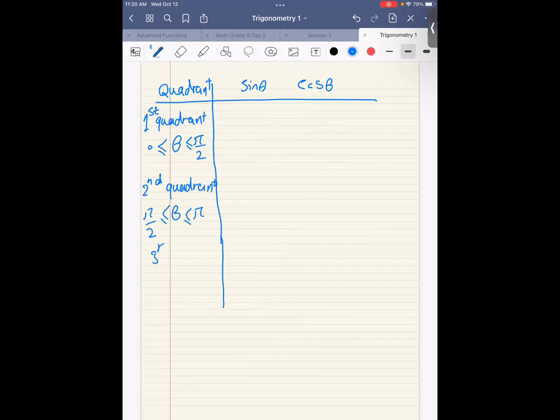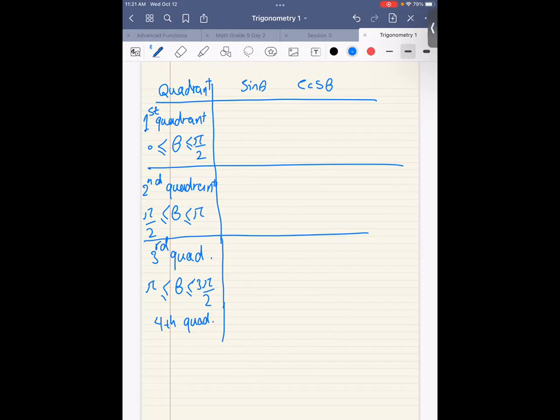And third quadrant, what is theta? What is the range of theta? From pi to 3 pi over 2. And in the fourth quadrant, 3 pi over 2 to 2 times pi, 2 pi.